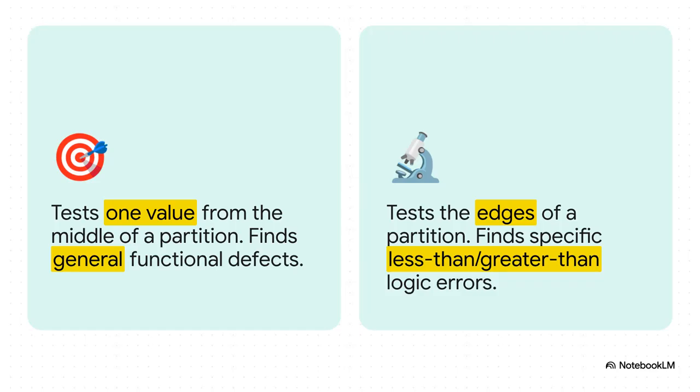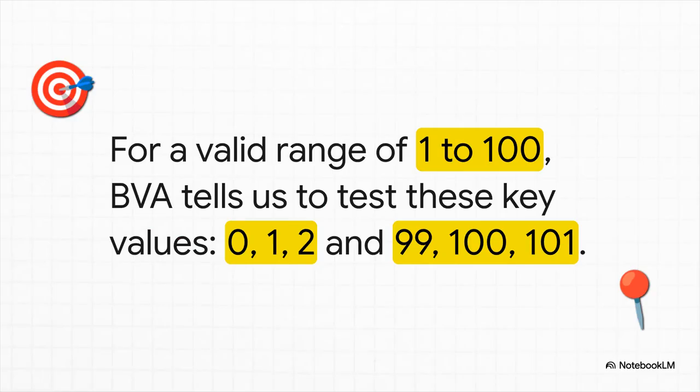So here's how they work together as a team. Equivalence partitioning is all about covering the basics. We pick one value from somewhere in the middle of a group just to make sure the general function works as expected. But boundary value analysis is all about precision. It's like a laser, targeting the values right at the edge to catch those really sneaky less than or greater than bugs.